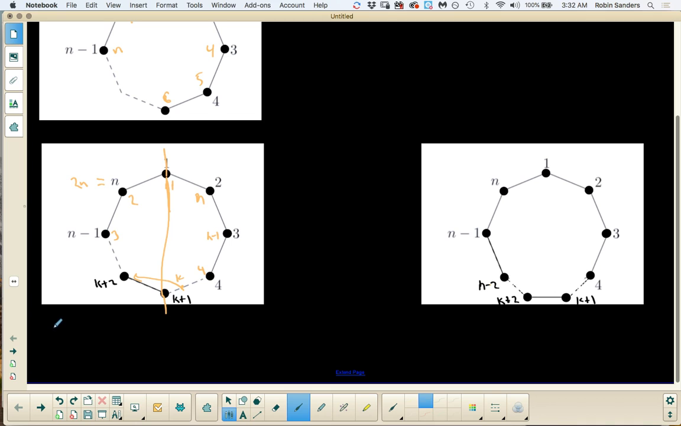And this permutation, this flip, is going to be called S1 because it fixes 1, and for n even, the S1 flip is going to be 2 goes to n, 3 goes to n minus 1, 4 goes to n minus 2, and this keeps on going until you get down to k goes to k plus 2. And this is for n is even.